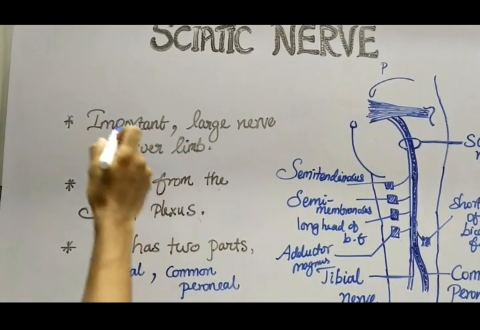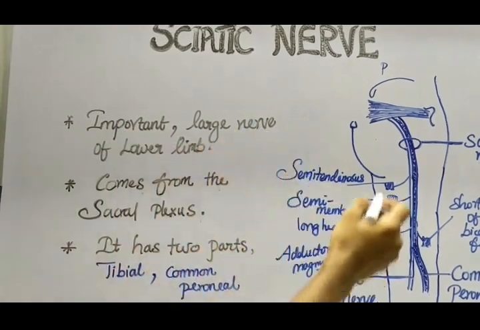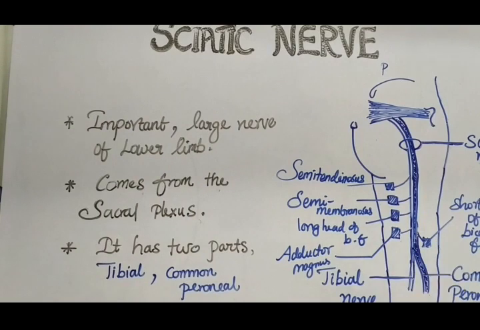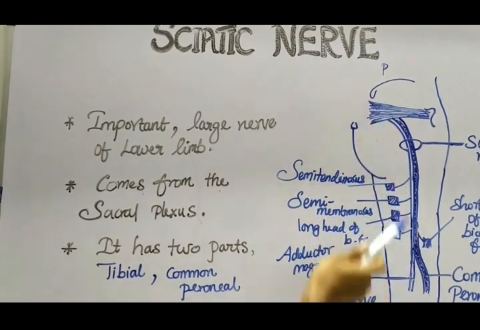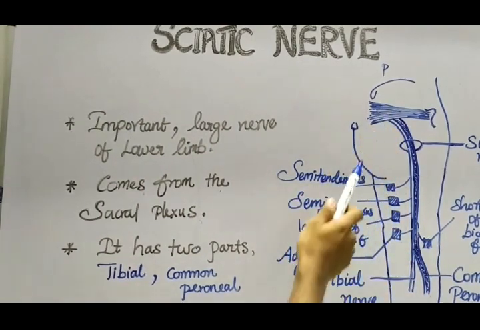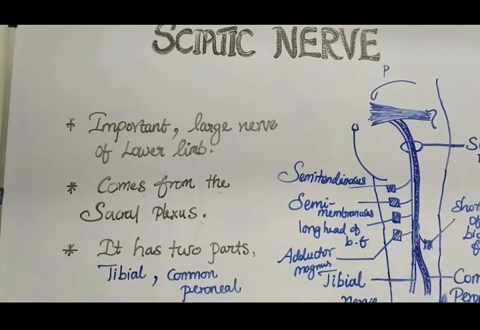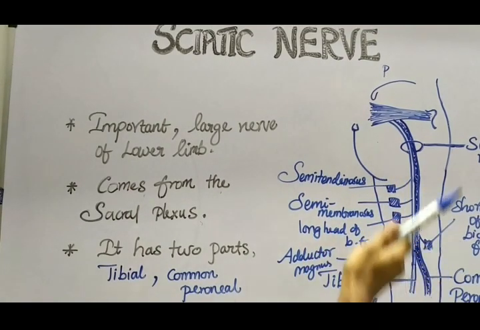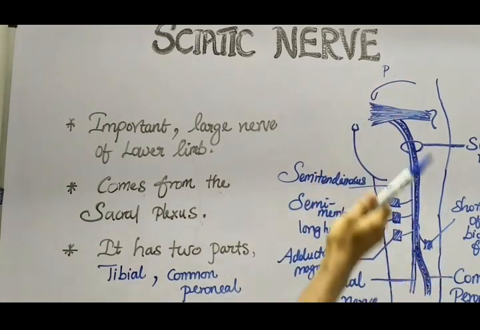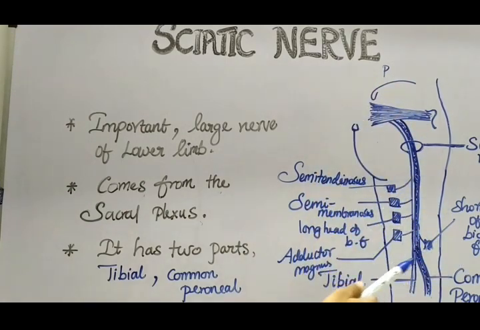This sciatic nerve is an important large nerve of our lower limb. Here you can look in this picture. This is the posterior view of our lower limb. This is the gluteal region and posterior compartment of thigh you can see here. So this nerve runs in this region and supplies the muscles which are present in this region.